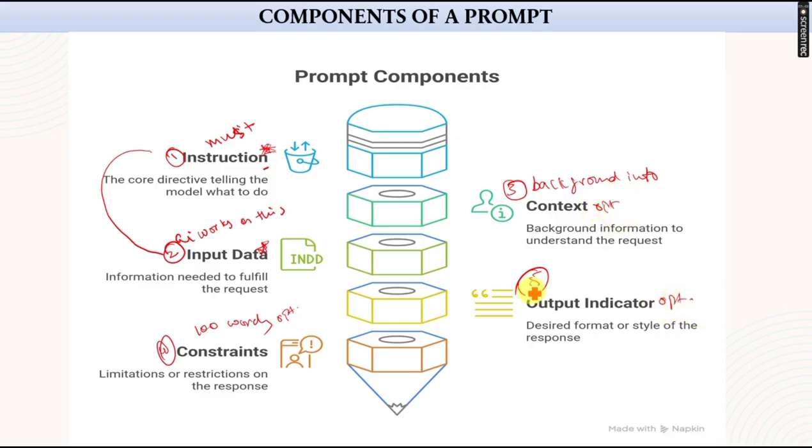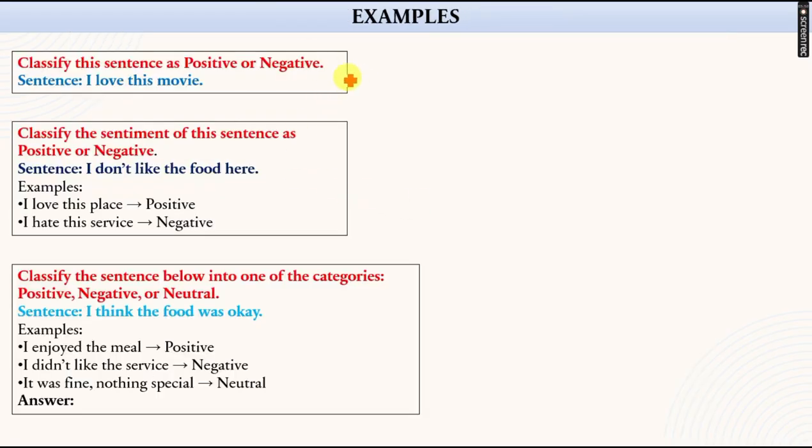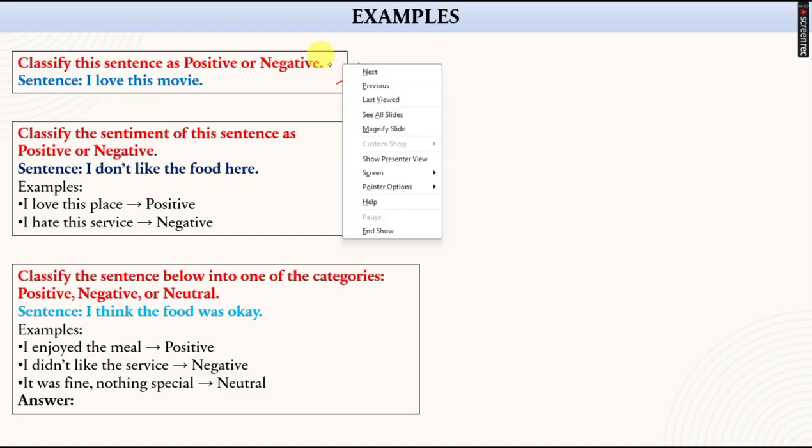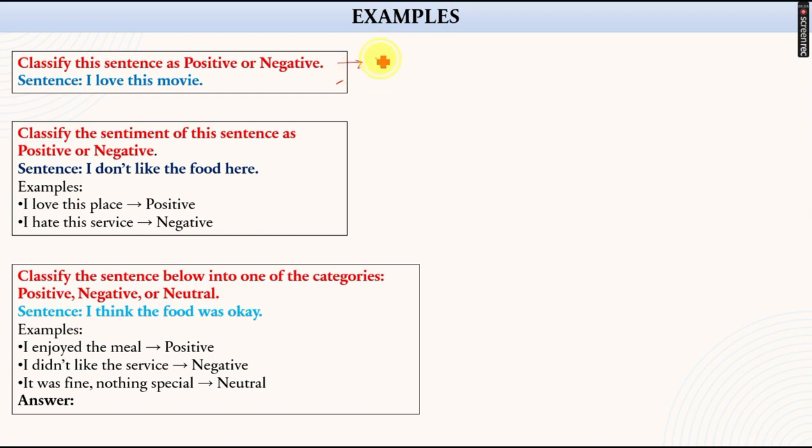To understand these components better, let's break down a few real examples and identify the parts. First, consider this prompt. Classify this sentence as positive or negative. Sentence: I love this movie. In this case, classify this sentence as positive or negative is the instruction. It tells the AI exactly what to do. Sentence: I love this movie is the input data. The AI uses this data to perform the classification. There is no extra context, constraint, or output indicator here, but still, the instruction and input are strong enough for the AI to respond well.